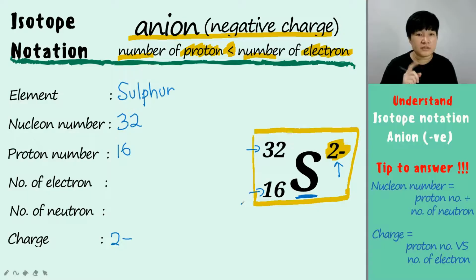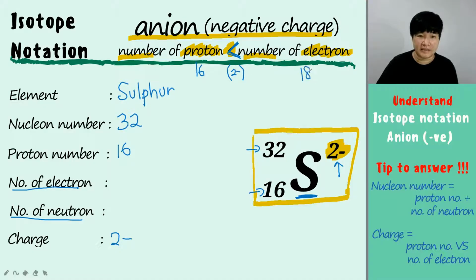But from all this information, we can work out the number of electrons and the number of neutrons. So the number of electrons will be how much? Proton right now is 16. The difference is 2 minus. So electron must be more than the proton because it's a negative charge. So more by how many? More by 2. So electron must be 18. Simple. Electron right now, 18. The difference between them will give rise to 2 negative.